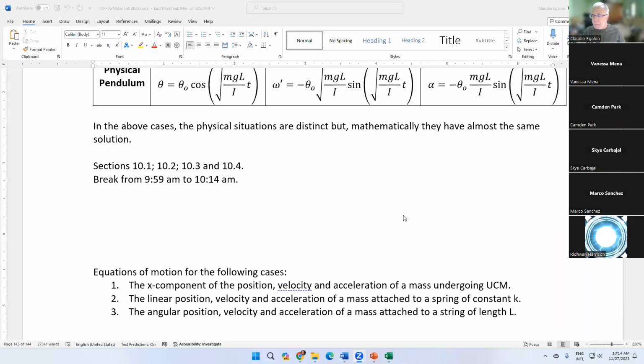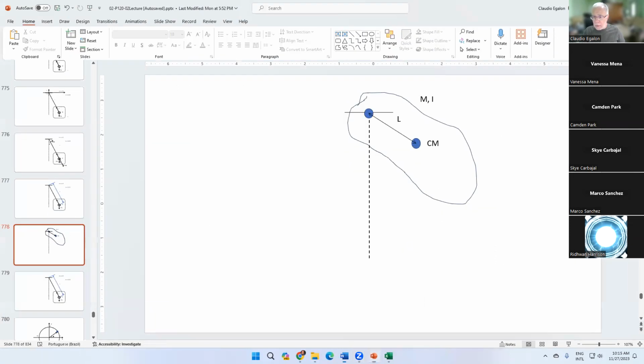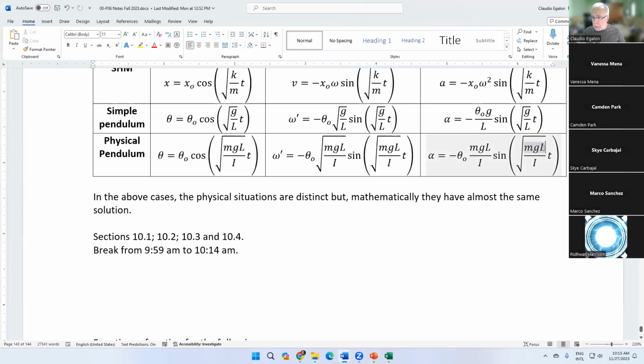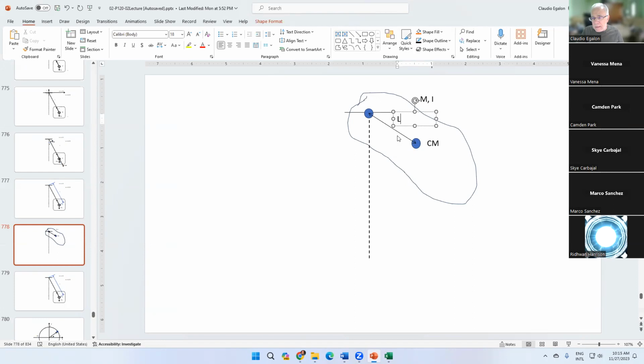I'm back here. Now, I want to warn you about this L here. Let's say this L here and this L here. Don't forget, this L here is the distance of the point mass to the point of rotation. Whereas this other L here is the distance of the center of mass of the rigid body to the point of rotation, okay? So that's why I illustrated it in this way.